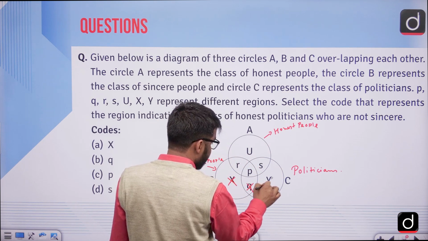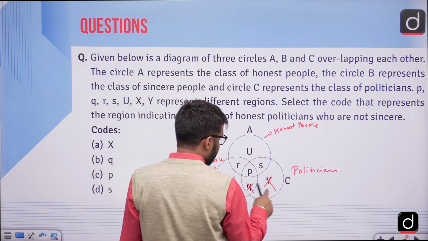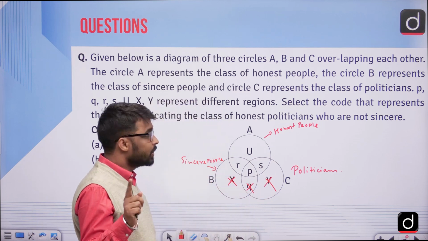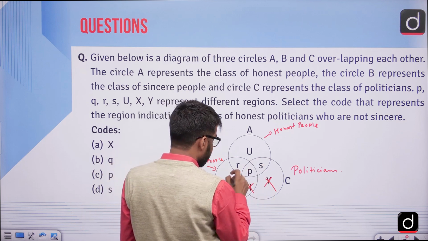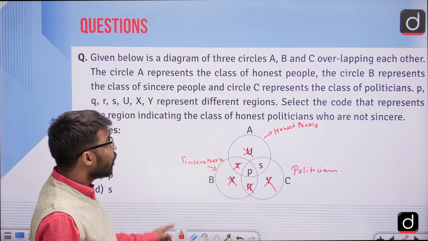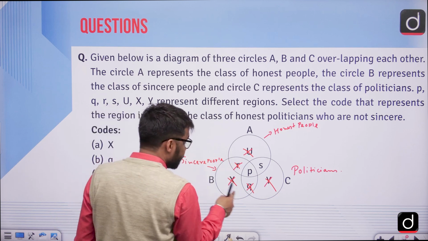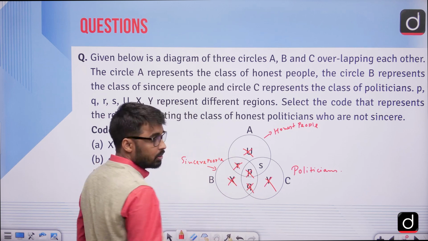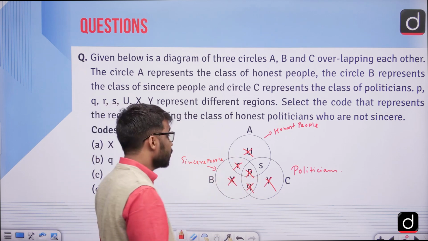So X will be discarded, Q will be discarded, Y will be discarded. And this right side bottom circle is representing politicians, right? So I need honest people as well as politicians. So any value which is outside this circle is not going to be my answer. So R and U are discarded. Now, who are not sincere, that means I do not want sincere people. So any value written in this left side bottom circle is not going to be my answer, because this circle represents sincere people and I don't want sincere people as per my question.